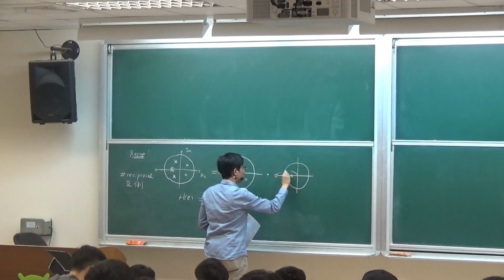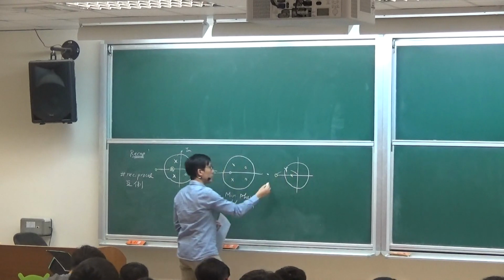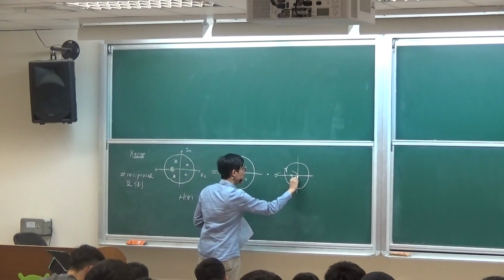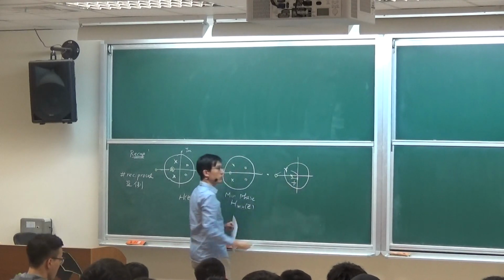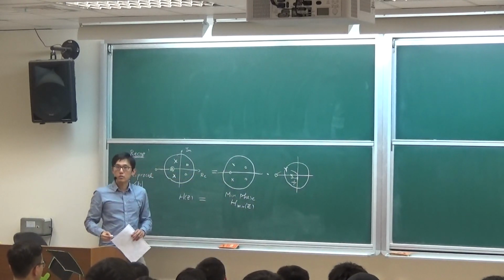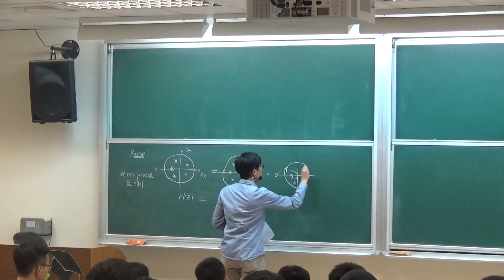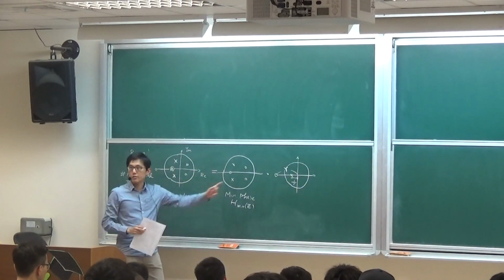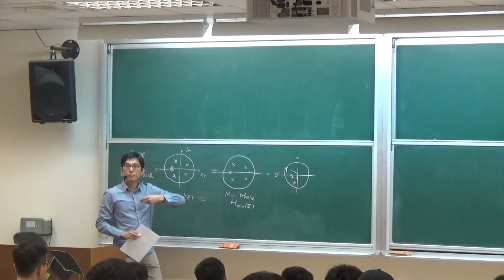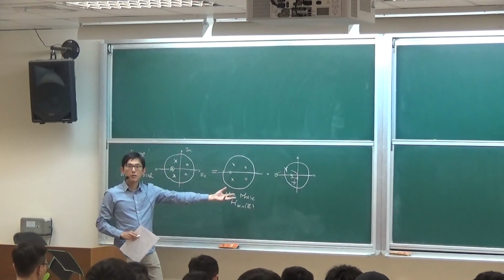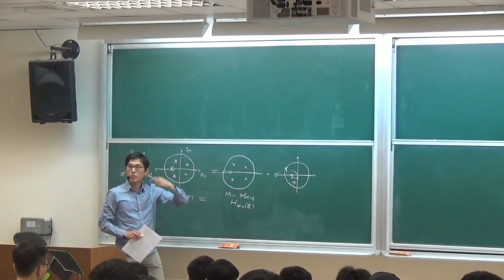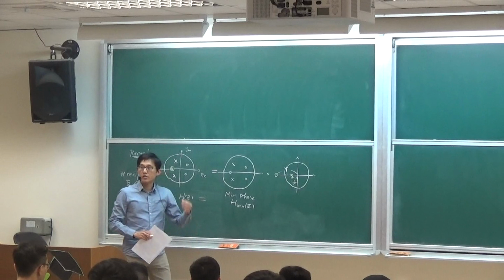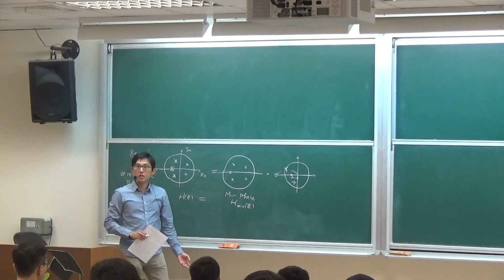So reciprocal means that if the distance to the outside zero is r, then the distance to the inside pole is 1 over r. Reciprocal locations. Alright? And in this system, since the distances are reciprocal, this system is going to be all-pass. Meaning that, by adjusting the scaling factor, we can make the magnitude response constant 1. Every frequency receives the same gain, which is unity gain.